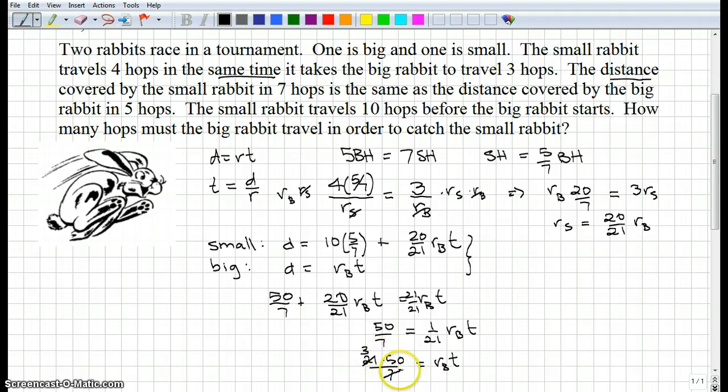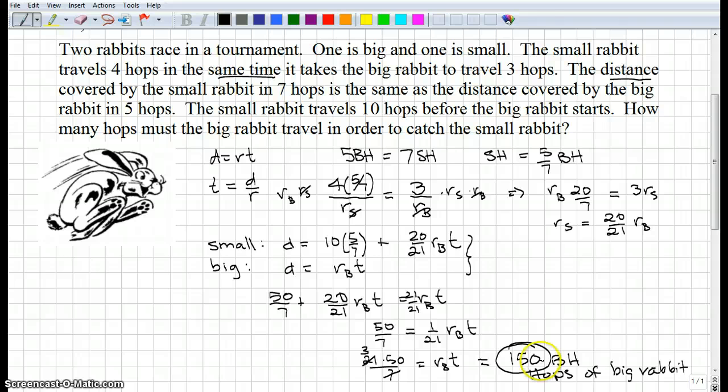So let's see, I can factor out a 7. So I end up getting that this is 150. And the big rabbit's rate times the time is actually distance. Right? Distance is equal to rate times time. And I have everything in terms of big hops. So this is big hops, okay? So this is the number of hops that the big rabbit takes, so hops of the big rabbit in order to catch up with the small rabbit. Okay? So there you go.